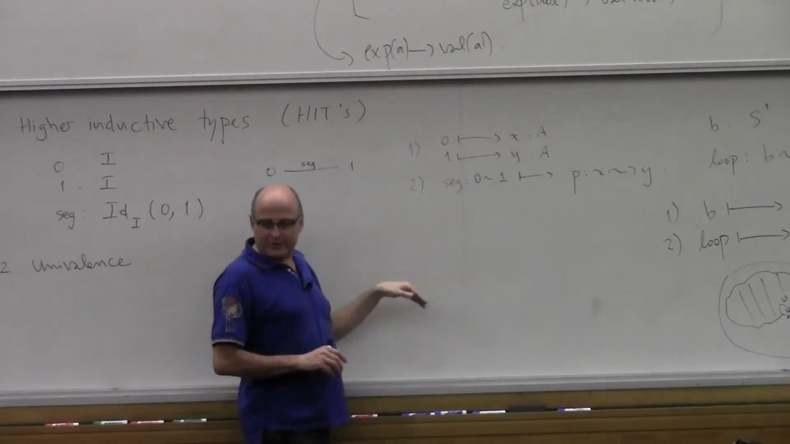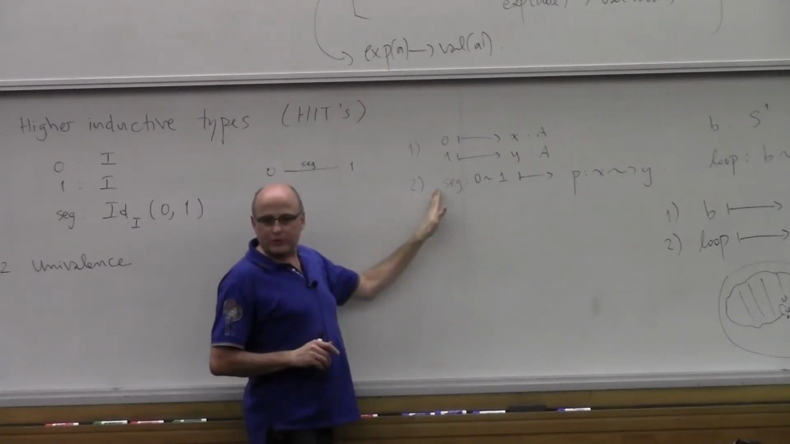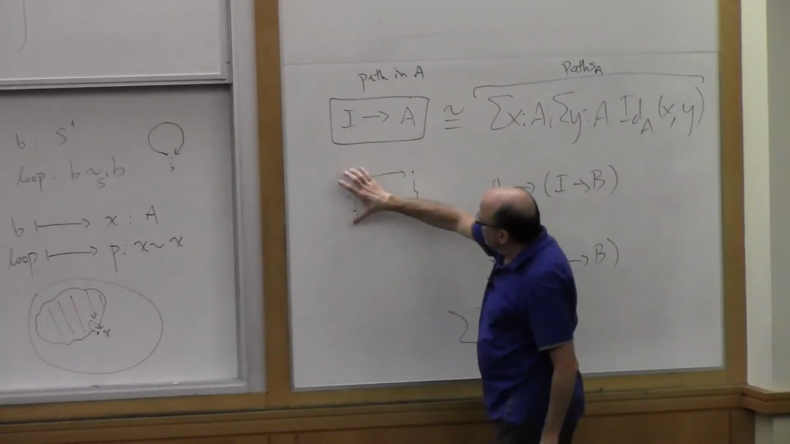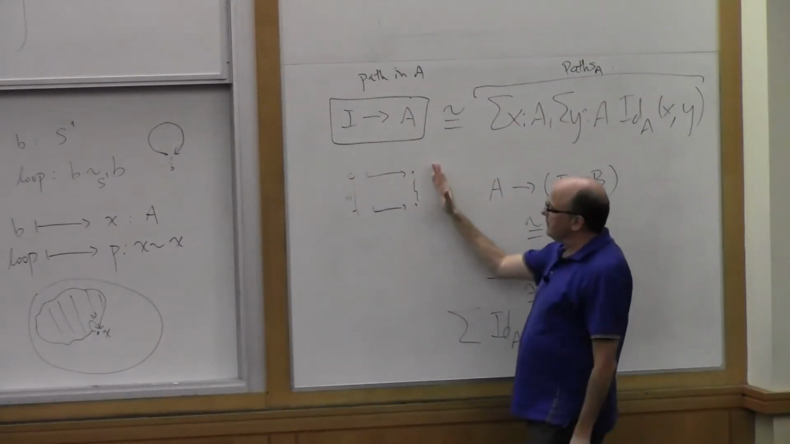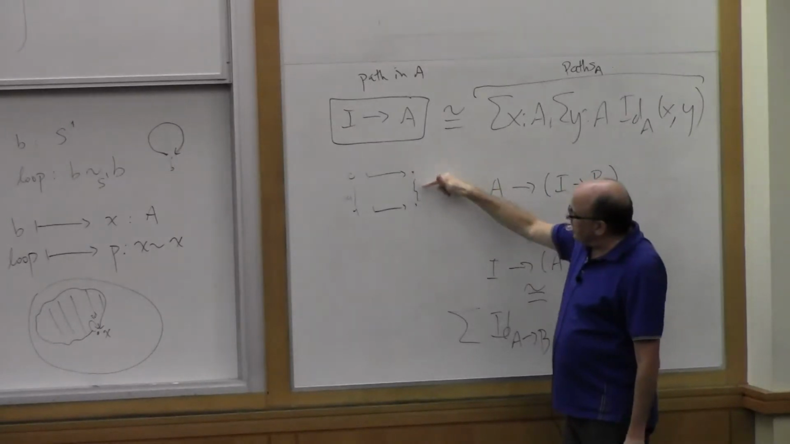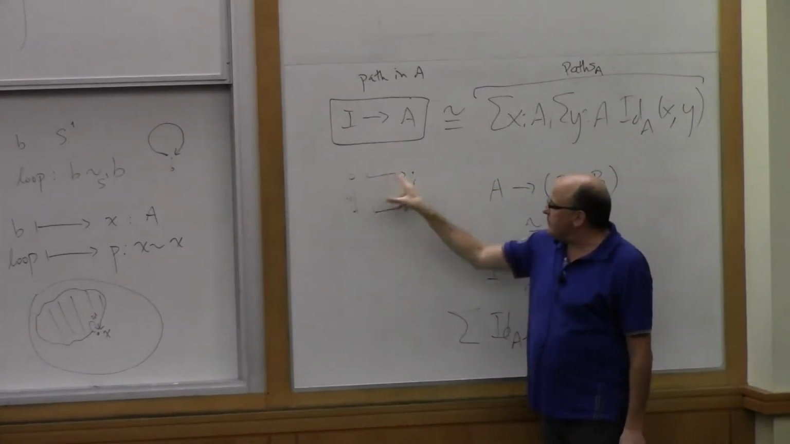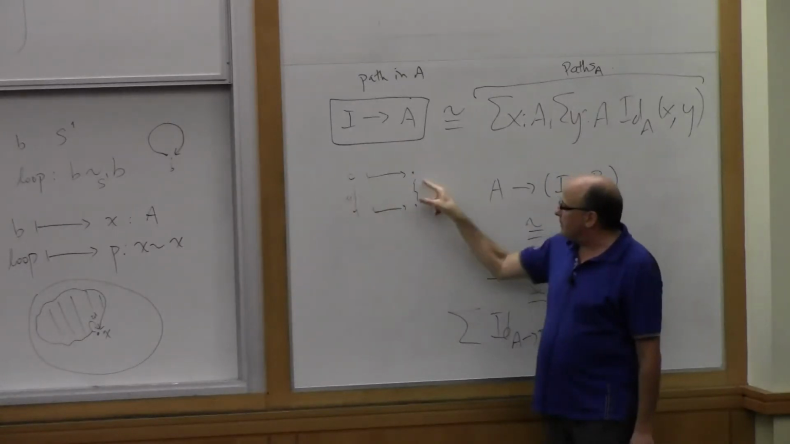But if you're in higher dimensions, you have to tell what to do here as well. And so that's what gives rise to this picture, because if I take the interval and I map it into a space, what I am doing is designating two endpoints and a path between them. Because I'm required to send 0 somewhere, 1 somewhere, and the segment to a path.